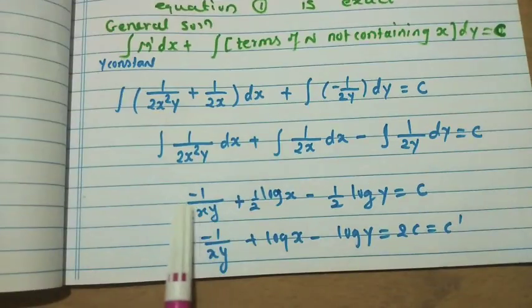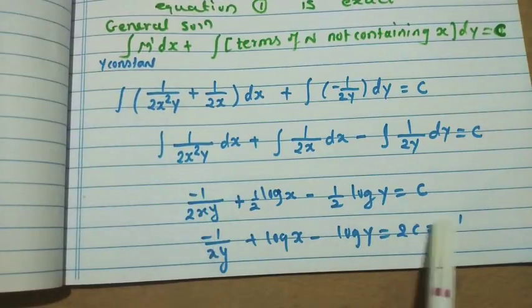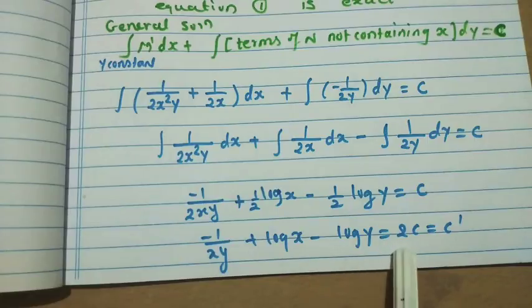Now try to simplify this. You can take 1 by 2 outside from these three terms and you will get something like this: minus 1 upon xy plus log x minus log y equal to 2c. But 2c is a constant term, we can write it as c dash.